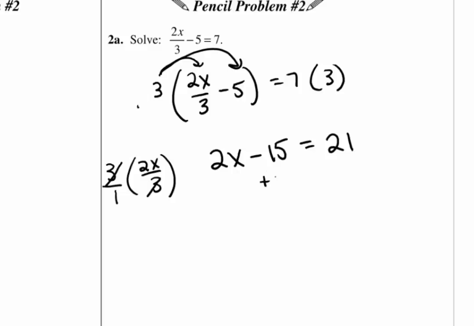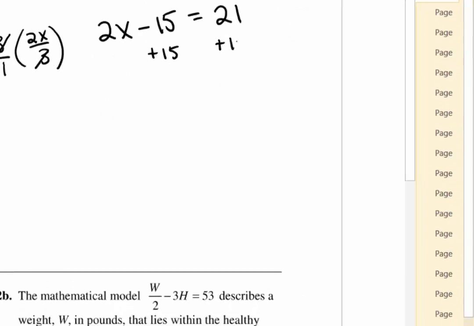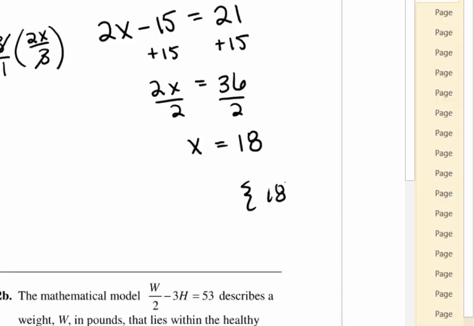Now we're going to add 15 to both sides of the equation. So we get 2x is equal to 36, and then divide both sides by 2, which gives me x is equal to 18. So the solution to that problem is 18.